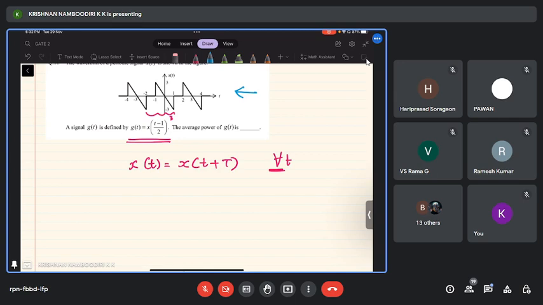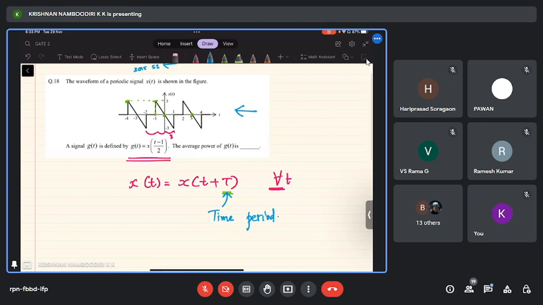You can see, take some value. Some value you can take, maybe 0. 0 plus 3 has the same value, right? You can take some other value, at t equal to -4. The signal has a value 3, right? -4 plus 3, what is that? -1. At -1 also the signal has value 3. And capital T, this parameter capital T is known as the time period of the periodic signal.